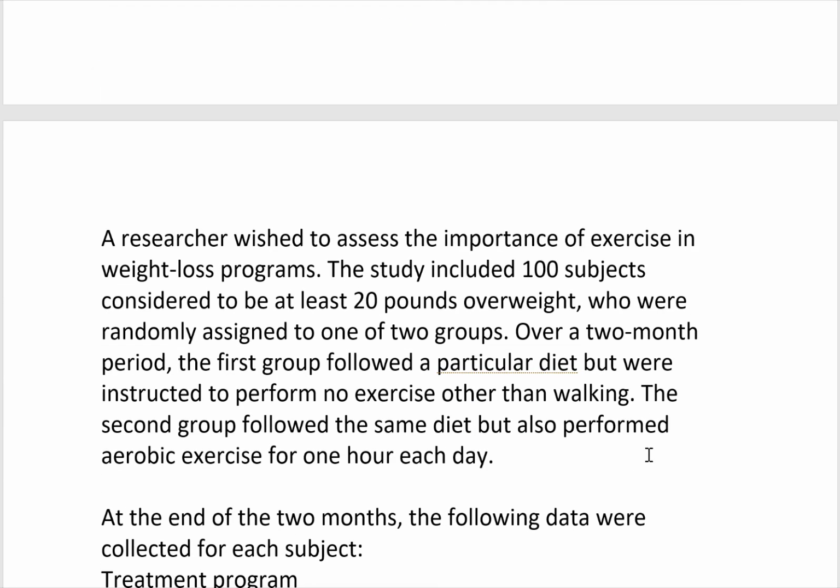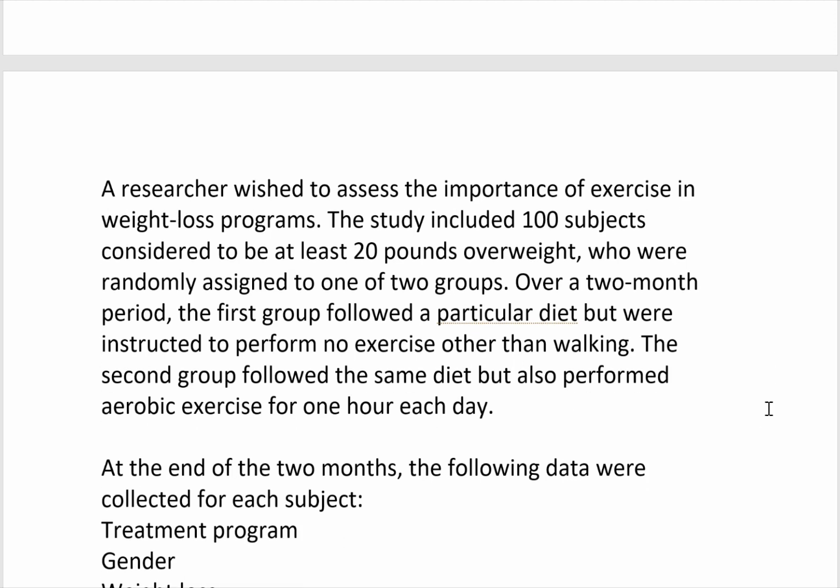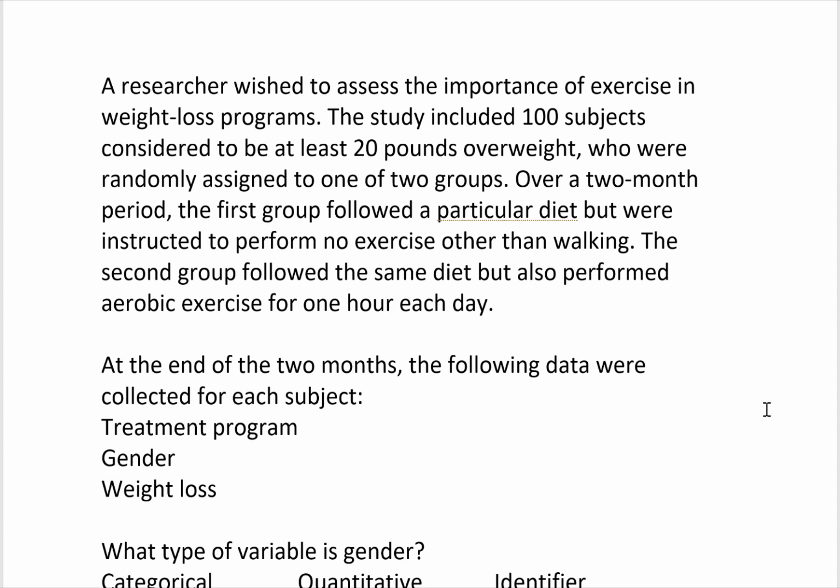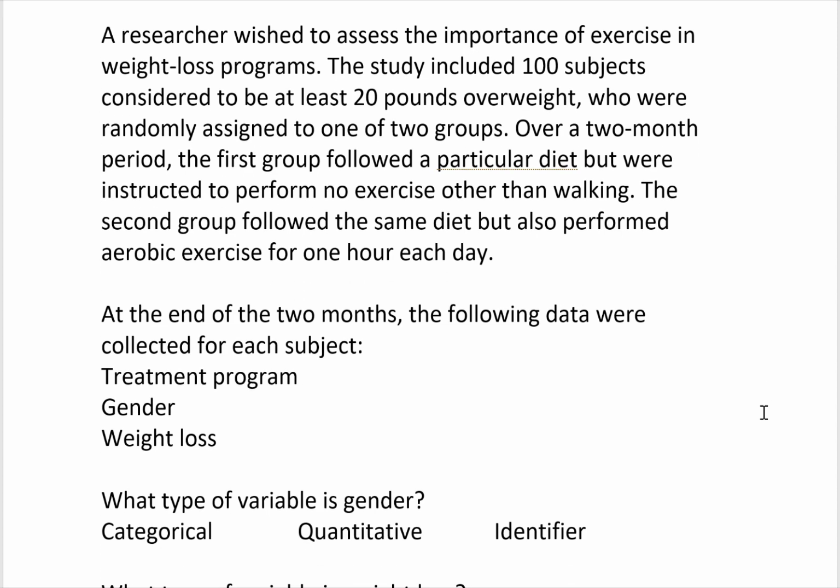A researcher wishes to assess the importance of exercise in weight loss programs. The study included 100 subjects considered to be at least 20 pounds overweight who were randomly assigned to one of 2 groups. Over a 2-month period, the first group followed a particular diet but were instructed to perform no exercise other than walking. The second group followed the same diet but also performed aerobic exercise for 1 hour each day. At the end of the 2 months, the following data were collected for each subject: treatment program, gender, weight loss.